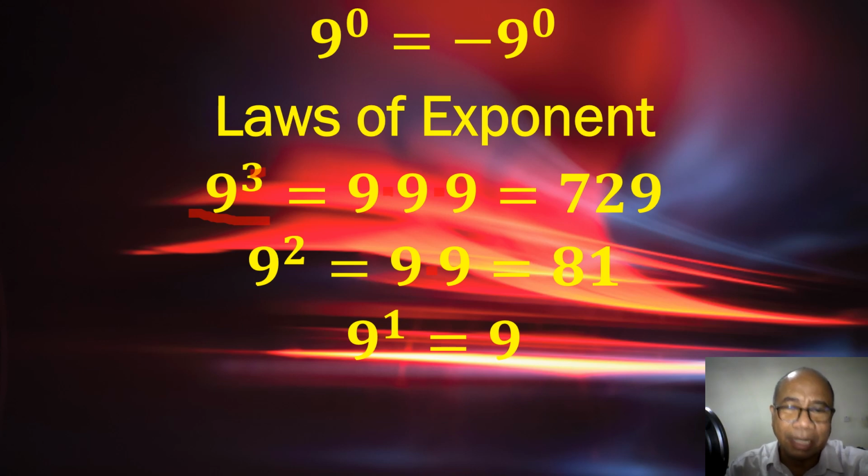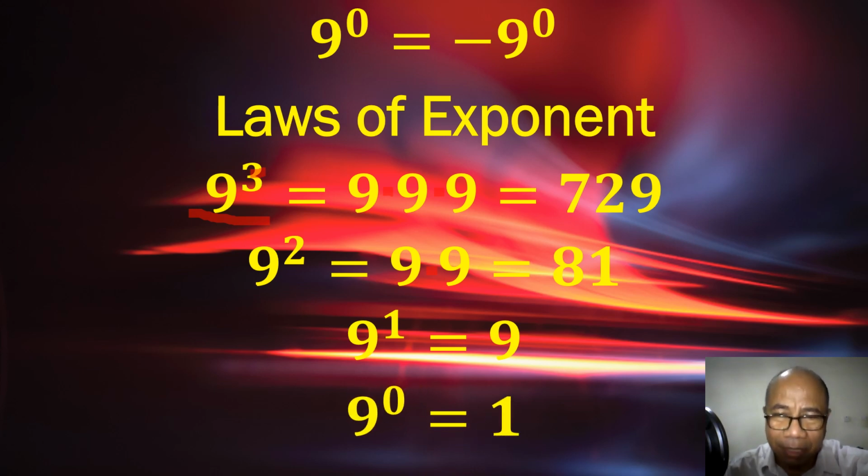At ang 9 raised to the power of 1, it is equal to 9. One of the laws of exponent, any number raised to the power of 1 is equal to the number. In this example, our number is 9 and raised to the power of 1, therefore, it is equal to 9. And another example is 9 raised to the power of 0 is equal to 1. Paano pong nangyari ito? Mamaya po ay tatalakayin natin kung paano nangyari na ang 9 raised to the power of 0 is equal to 1.